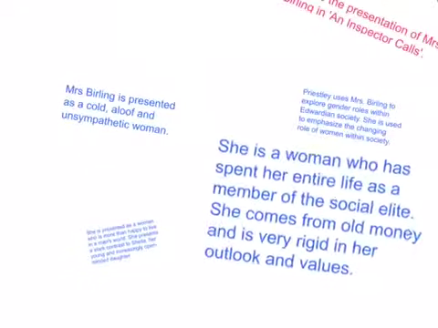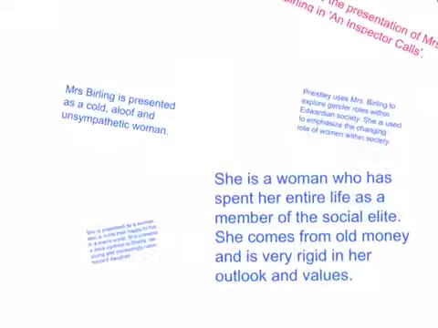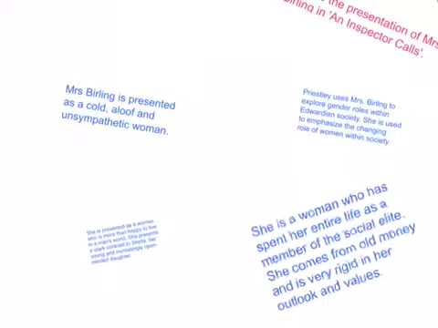Okay, so Mrs. Birling, she is a woman who has spent her entire life as a member of the social elite. She comes from old money and is very rigid in her outlook and values. Now, that is not qualified yet, and I will need to offer evidence, and I will need to expand on that idea. But that is one of my ideas.